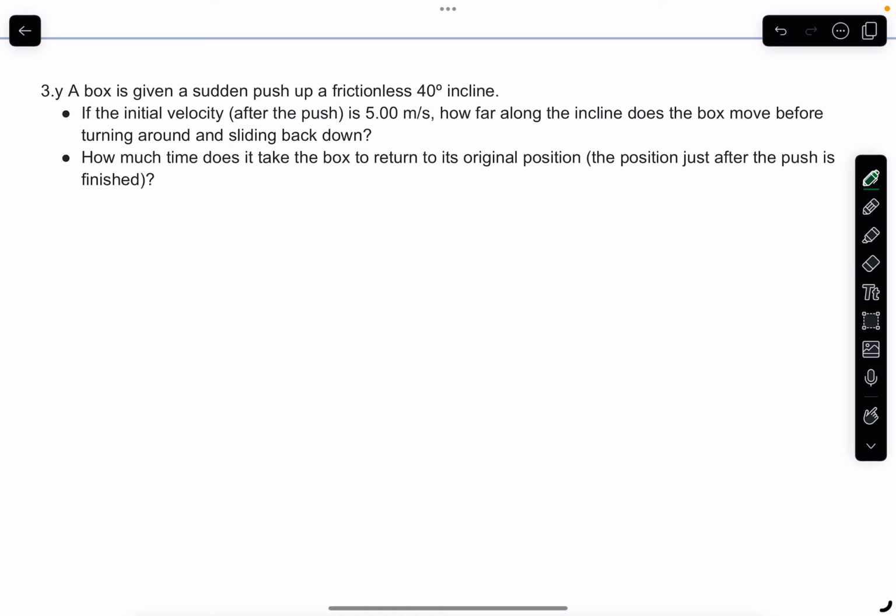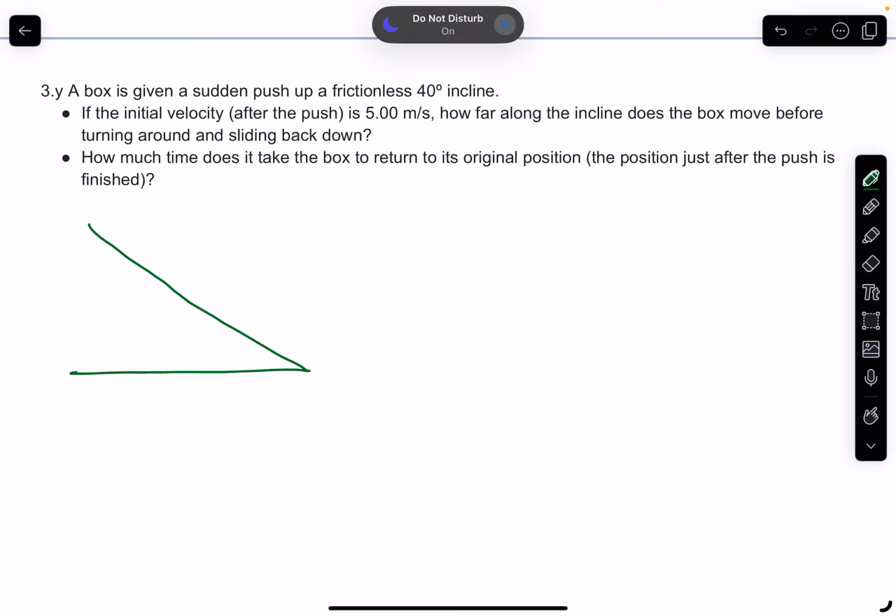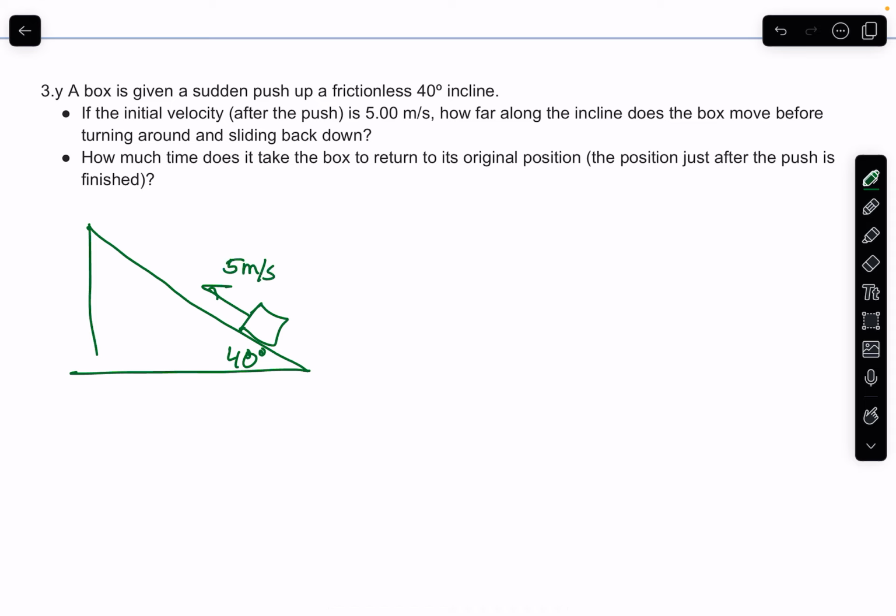Now this question's a little bit trickier, right? Because I've got my inclined plane here, and it's at 40 degrees. But the box is down here, and it's moving, has an initial velocity upwards of 5 meters per second. All right, so that's upward is positive, so V1 is positive 5 meters per second.